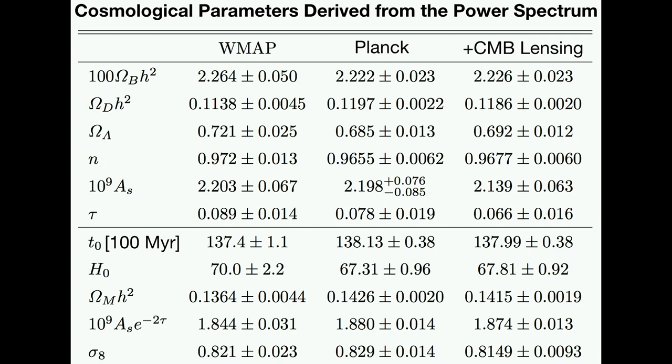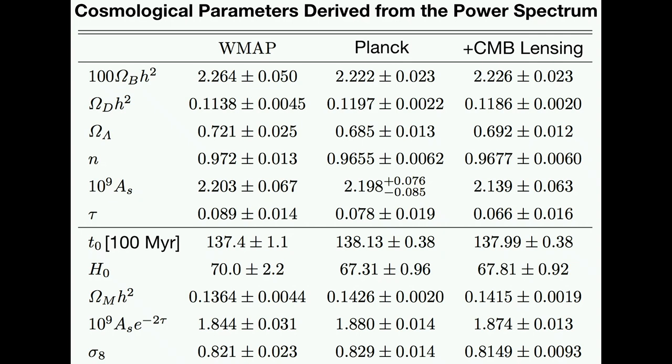So WMAP determined these parameters quite precisely. So now you have omega baryon h squared, omega dark matter h squared, omega lambda, the amplitude of fluctuations, and tau. These are the basic cosmological parameters that determine the power spectrum of temperature fluctuations. And now you should be able to tell in words, not equations, in words, what they do and why you could determine these parameters. Try that, okay? It's a good exercise. Words, no single equation, okay?